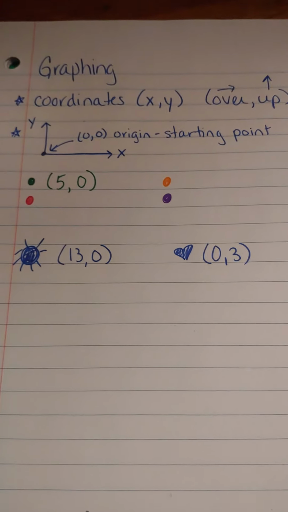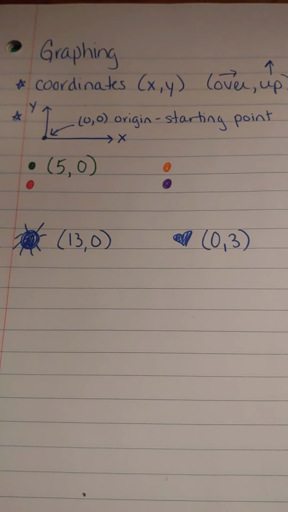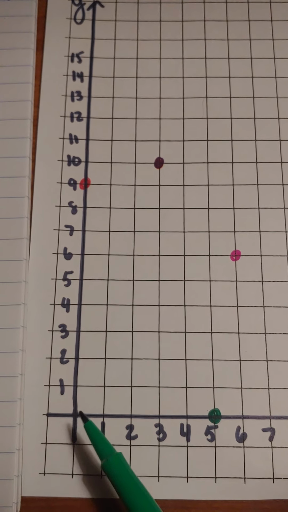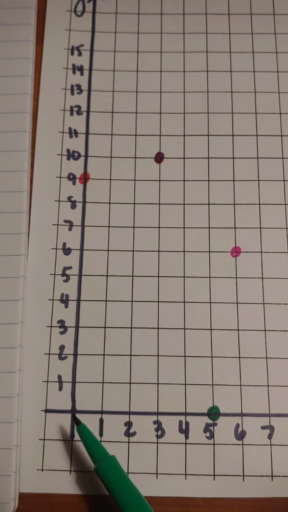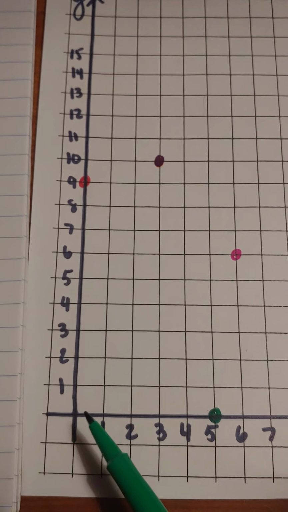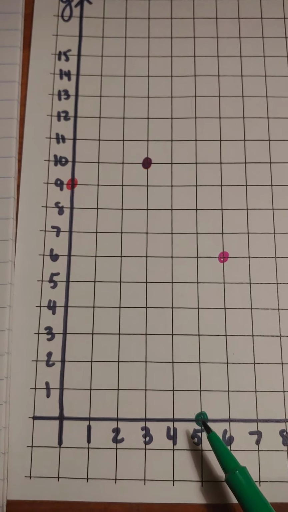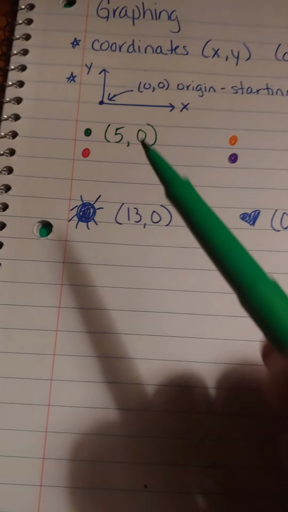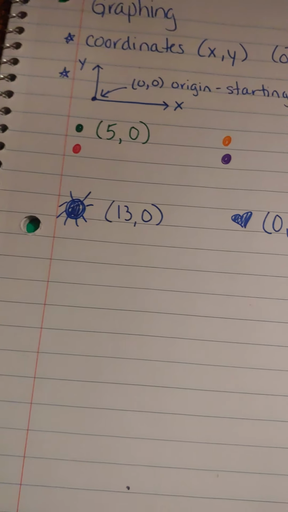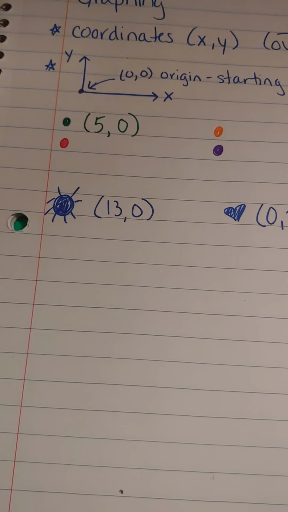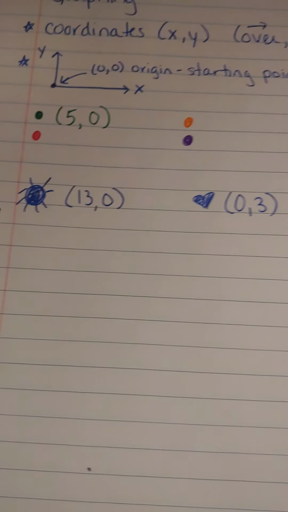So you can see I've kind of done the first one for us. So if I'm looking for my green dot, I'm going to come over to my grid, and I'm going to follow, starting at my origin, which is right here, 0, 0. To find my green dot, I have to go over 5, and I don't go up any. So because I don't go up any, my y coordinate is 0. So that's why over here I wrote 5, 0, because we are literally going to go over 5 and up 0.